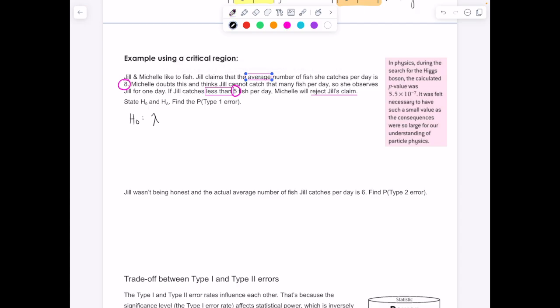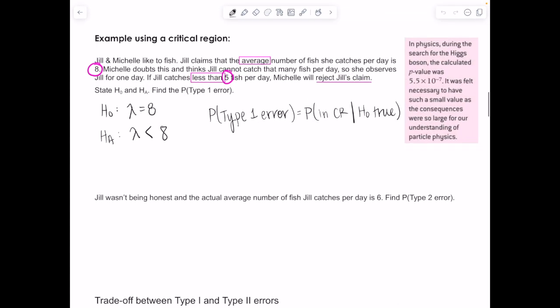So we're talking about lambda. Lambda equals 8. And Michelle thinks that Jill is not telling the truth, and she thinks that Jill catches less than 8. So the probability of getting a type 1 error is the probability that we're in the critical region given our null hypothesis is true. We're in the critical region when we reject.